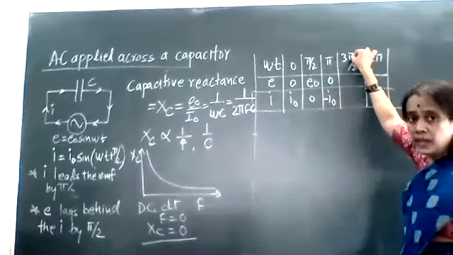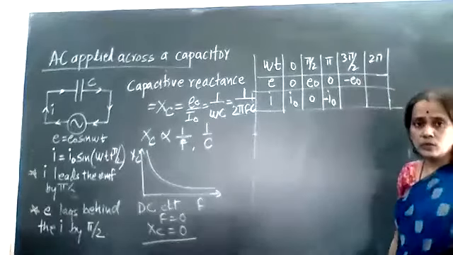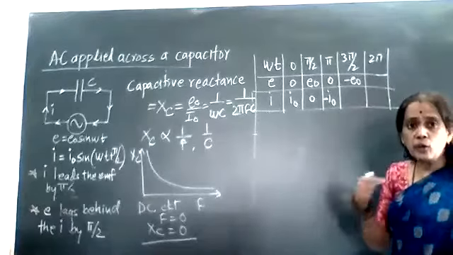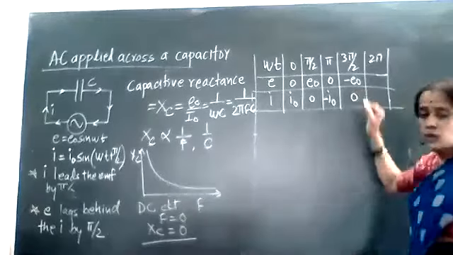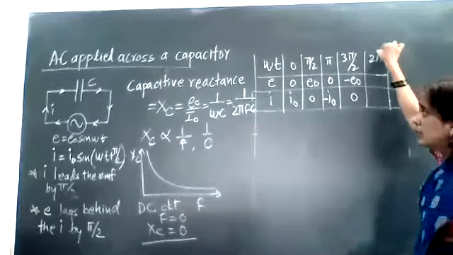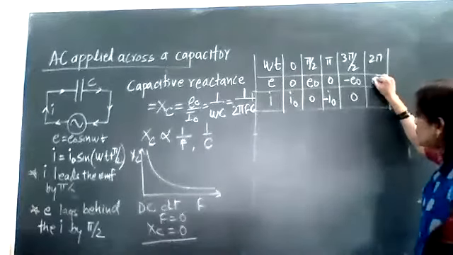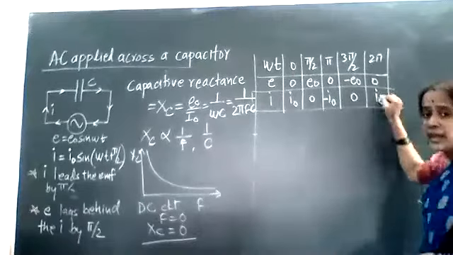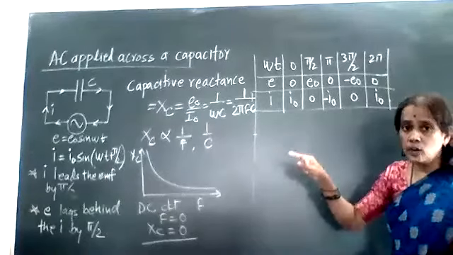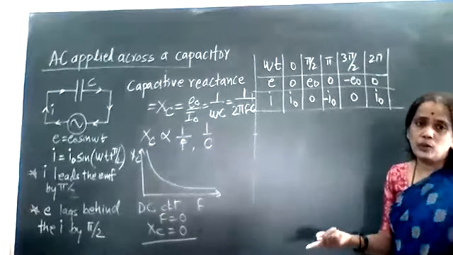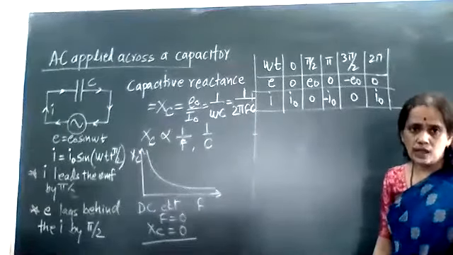Then here for 3 pi by 2 in EMF, your EMF will be minus E0. In the current equation, 3 pi by 2 plus pi by 2 means sin 2 pi. Sin 2 pi is 0. Now the last value, 2 pi. Here your EMF will become 0 and your current will become maximum, that is I0. Why? Because what happens in the current equation? Sin of (2 pi plus pi by 2) is equal to sin pi by 2, and sin pi by 2 is 1, so your current will become I0.